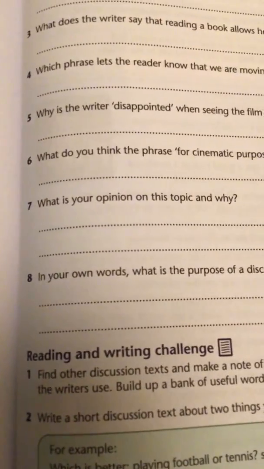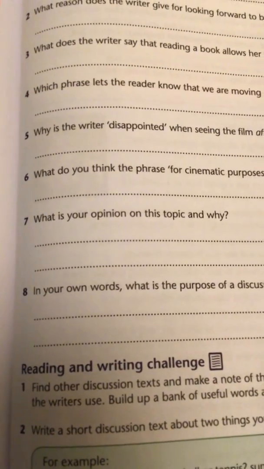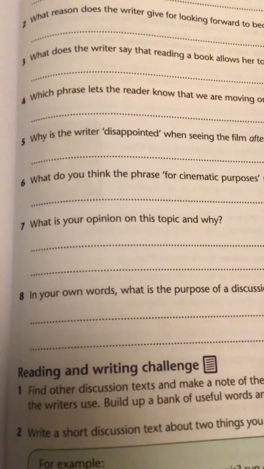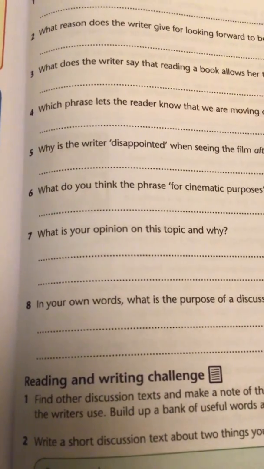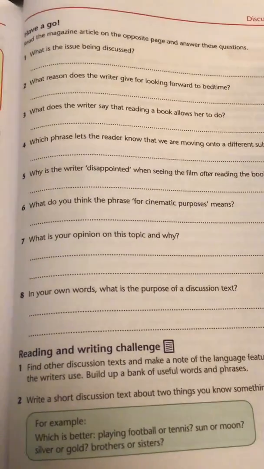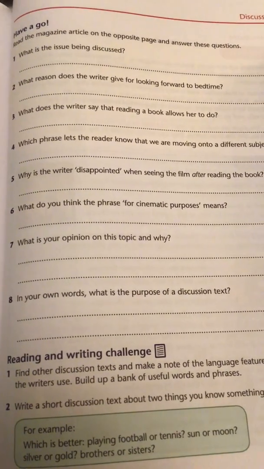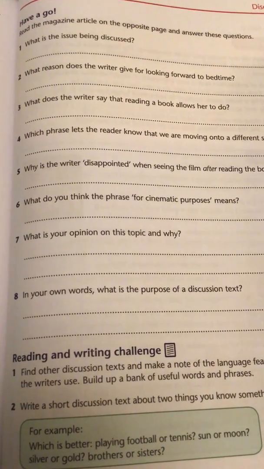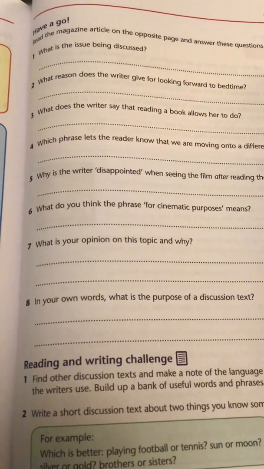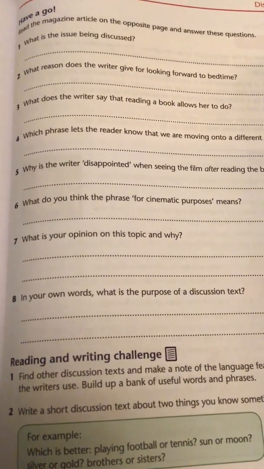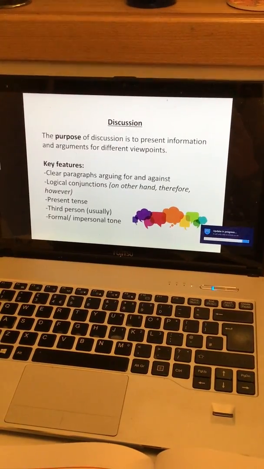What is your opinion on this topic and why? So here, any answer is right as long as you've clearly explained yourself and given a reason. So you have said, do you prefer books or do you prefer films? And you've given a reason. And finally, in your own words, what is the purpose of a discussion text? So obviously this is going to vary for each child, but you've said something along the lines of is to present two different viewpoints on the same topic and discuss maybe which is better, which is more accurate, something like the purpose here, to present information and arguments for different viewpoints.